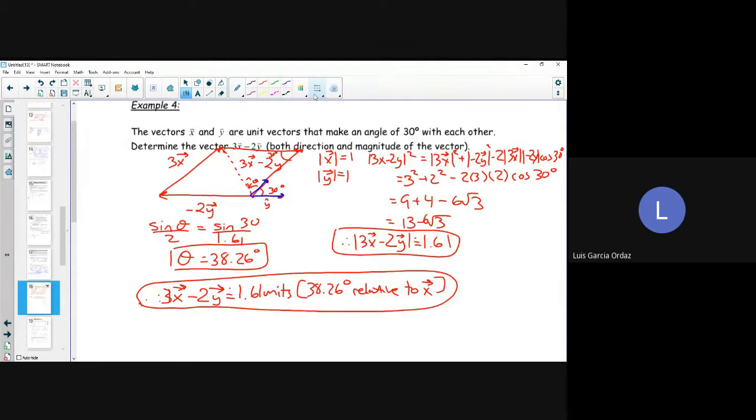And 3 times the vector x just means I'm taking my unit vector x and multiplying it by 3. And the reason why my top right angle is 30 is because it says vector x and vector y make an angle of 30 degrees with each other.